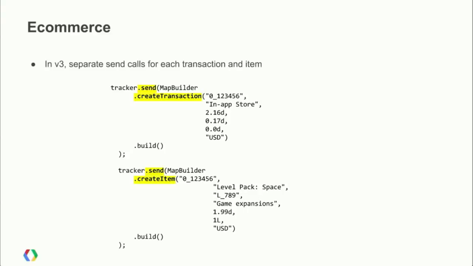One thing, as always, make sure that the transaction ID in each item matches the transaction ID that you used in the transaction hit. But other than that, all the fields are the same. It's just that you need to make sure that you're calling send for the transaction, and then also call send individually for each item. Okay, cool. So let's take some of your questions.